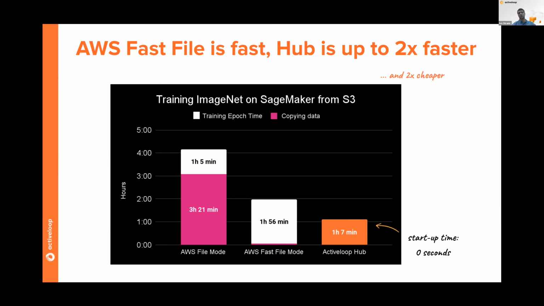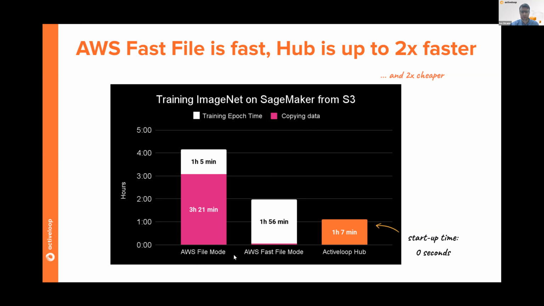And then another performance benchmark we have to show how effective this is: we trained the ImageNet data set. It's a 1.2 million image, 160 gigabyte data set, on SageMaker, and we're training it from an S3 bucket. Typically in the status quo SageMaker, in order for the training job to run, you would run what's called AWS file mode, where data is downloaded from the S3 location onto the compute instance that's doing the training. That process would take about 3.5 hours. And then you'd actually train the model for one epoch for 1.5 hours. So essentially 4 hours total, most of which is actually spent downloading the data.